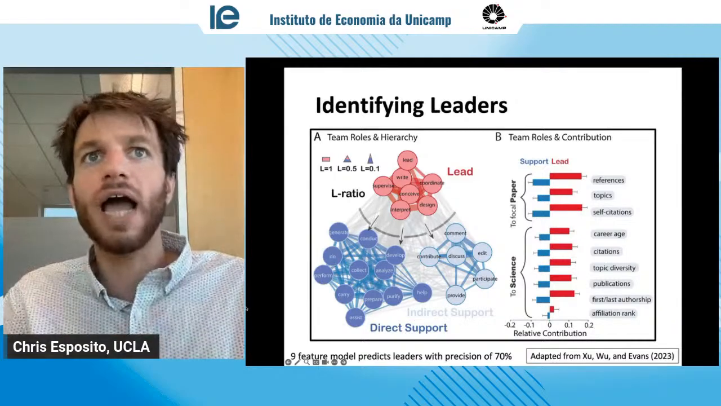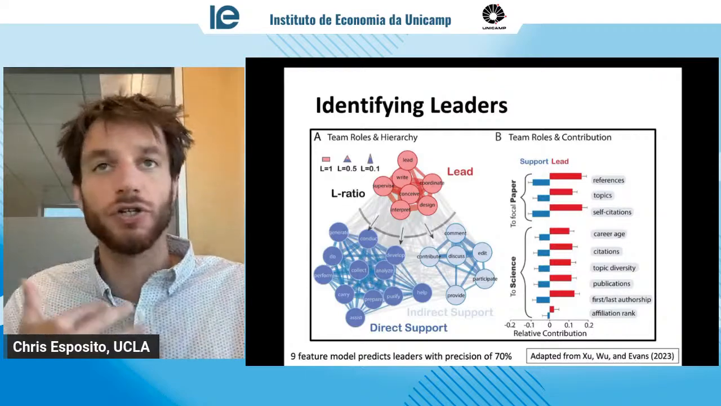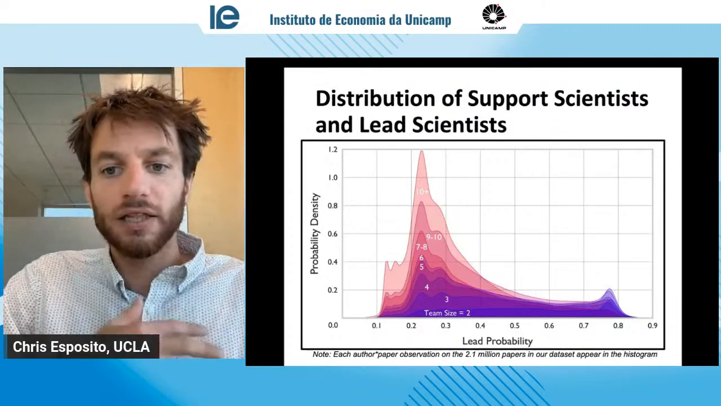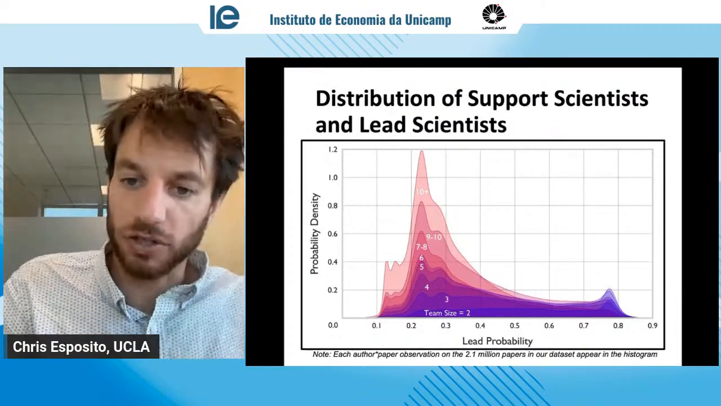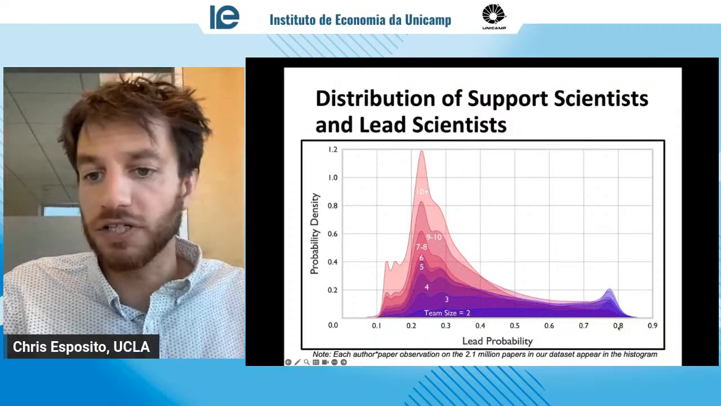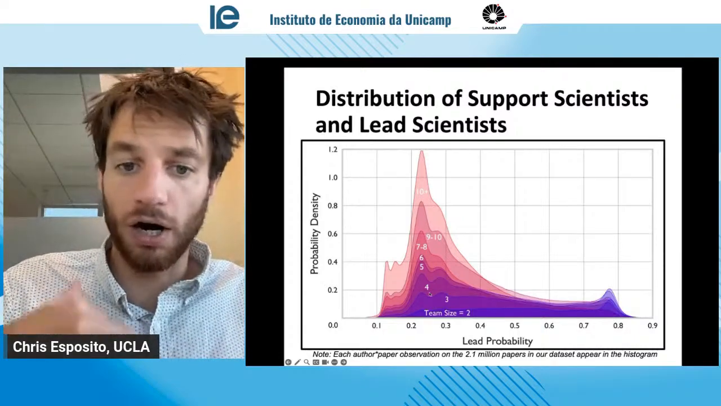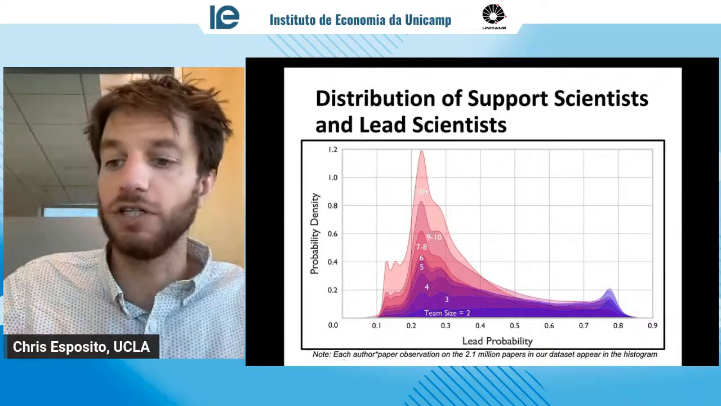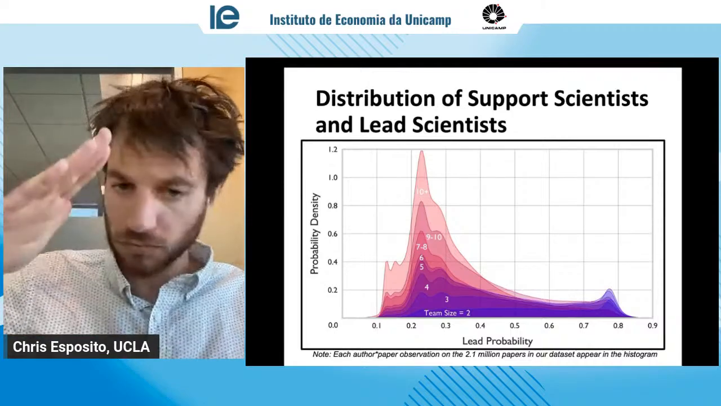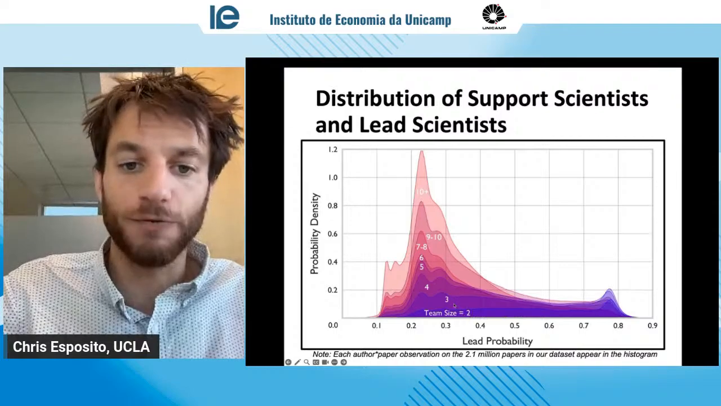So then looking at those scientists and papers that fall within our data set, these are the ones that have collaborations between 2 or more global regions. This is what the distribution of leaders looks like. So again, the high values of lead probability are the scientists that we have high confidence were leaders on their teams. The low values are scientists that we have high confidence were supporting members on their teams. So you're now looking at about 2 million papers that appear in this distribution. And we've broken them out by different team sizes.